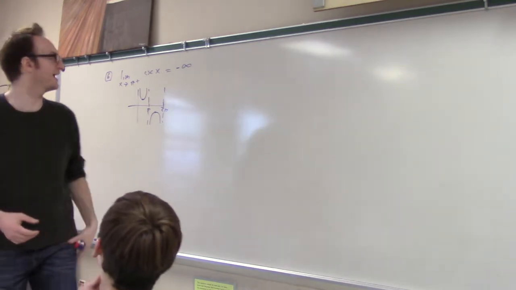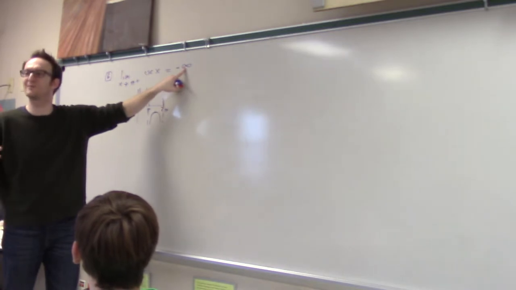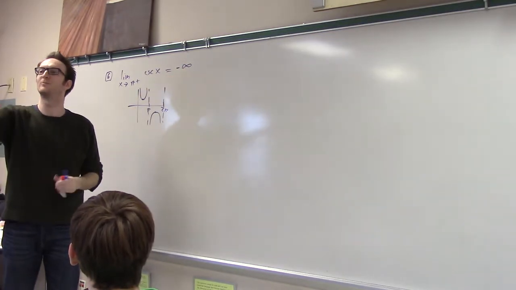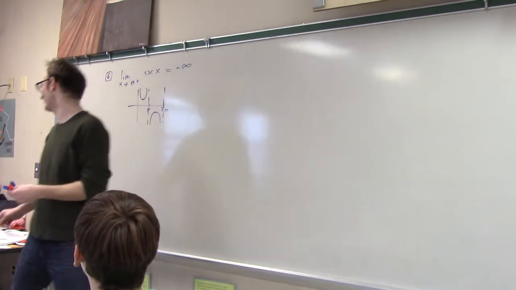You with me? So here, if you know that this is going down to negative infinity, we just write negative infinity instead of writing does not exist. Does this make sense? But if you don't want them to steal your sandwich, then you can write does not exist.